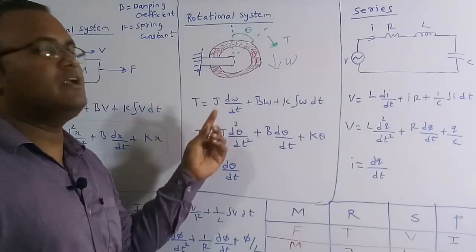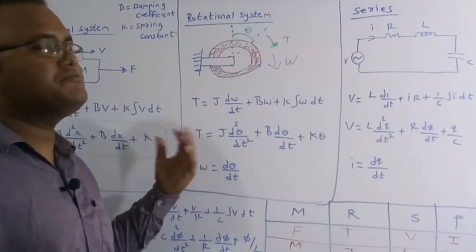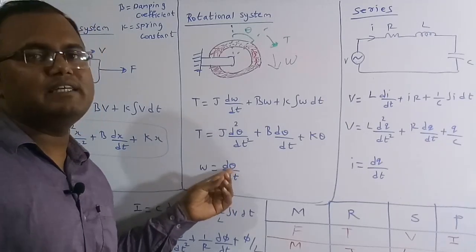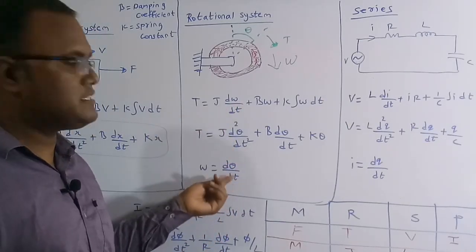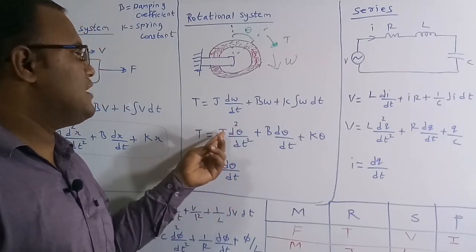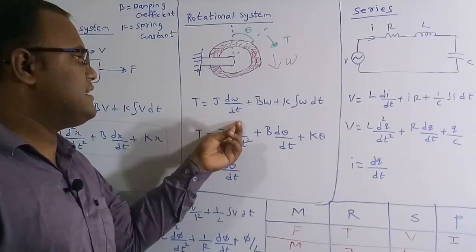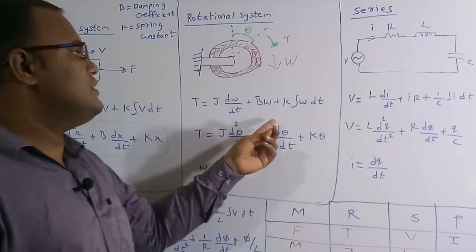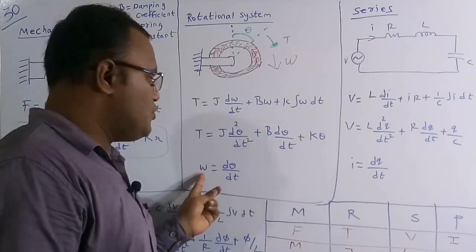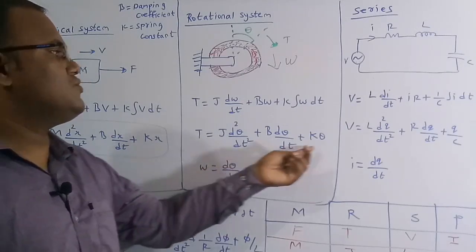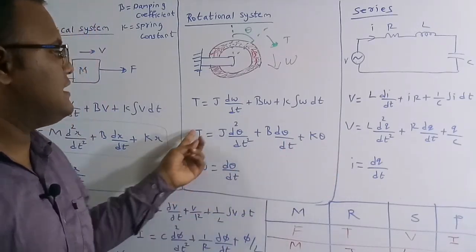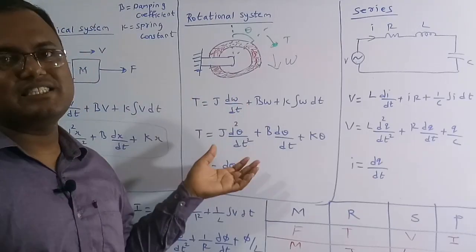Here omega is called the angular velocity, so it is the rate of change of displacement. Theta is called the displacement. So omega is equal to d theta by dt. In place of omega, substitute d theta by dt. So we are going to get T is equal to J d square theta by dt square plus b into d theta by dt. When omega is the differentiation of theta, theta will be the integration, so plus k into theta. This is the net torque equation for this rotational system.